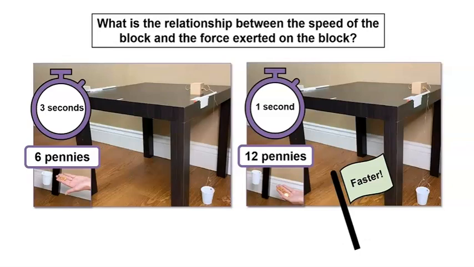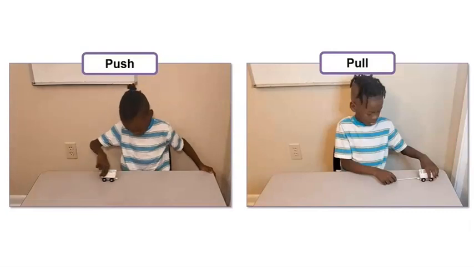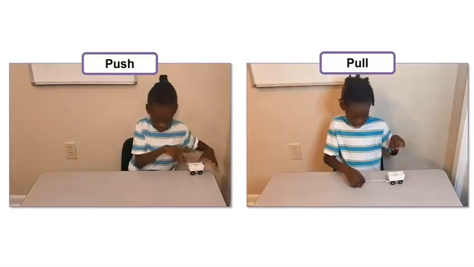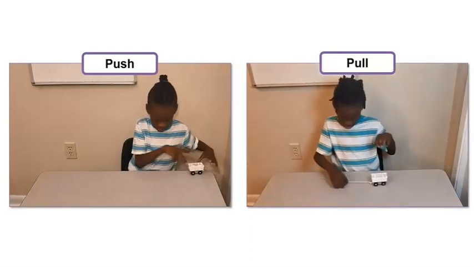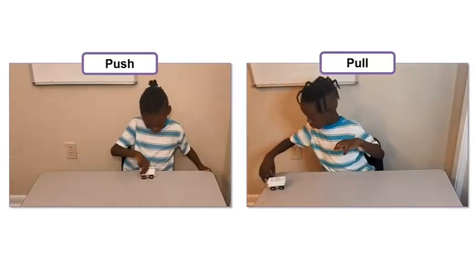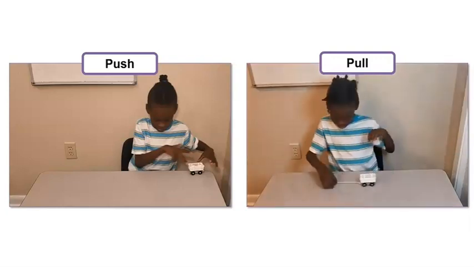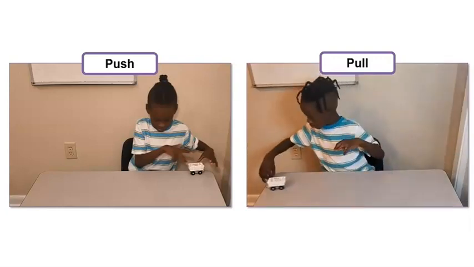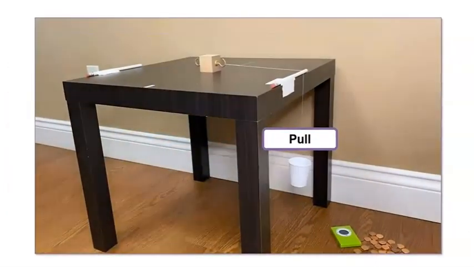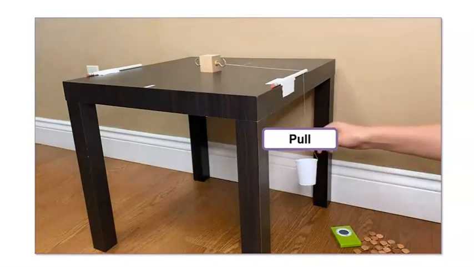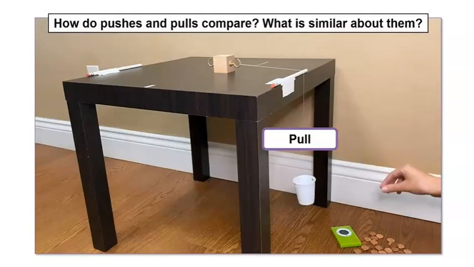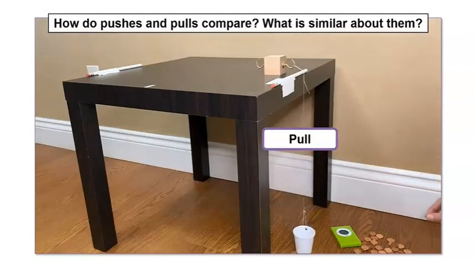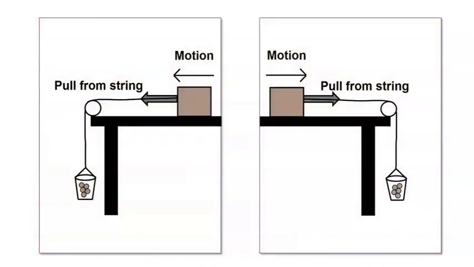Our Atwood machine investigation reminds me of the toy wagon we observed from a previous lesson. We saw the motion of the toy wagon change as the wagon was pushed and pulled by our virtual student, Michael. Remember, pushes and pulls are forces. Today we explored pulls on the Atwood machine, but what about pushes? Did we use any pushes? I wonder, how do pushes and pulls compare? What is similar about them? Your second task for today will be to answer these questions.